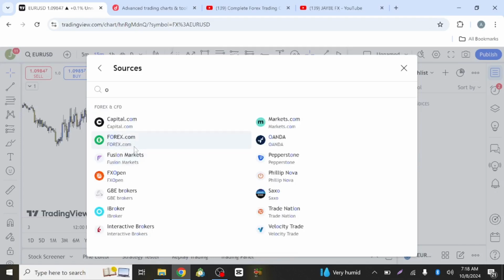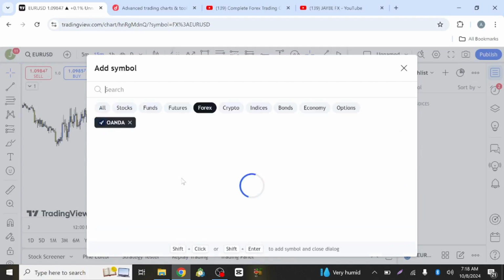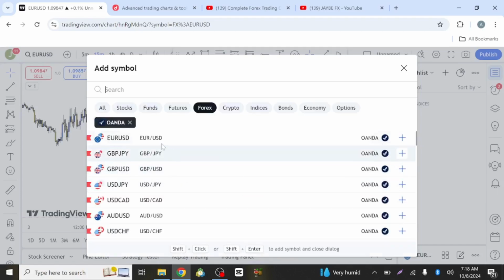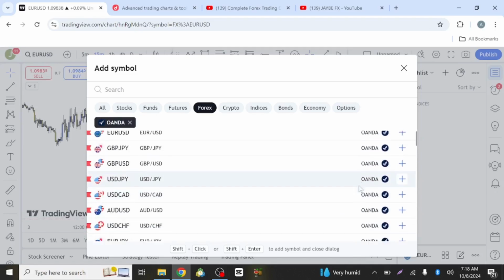then I type Oanda, then I select it. So what this does is it will fish out all the currencies that Oanda is listing. Now you can see all the currencies. Now, which currency do you focus on?